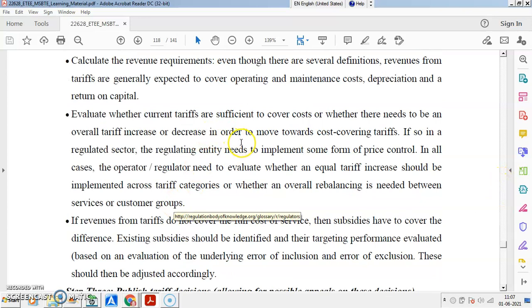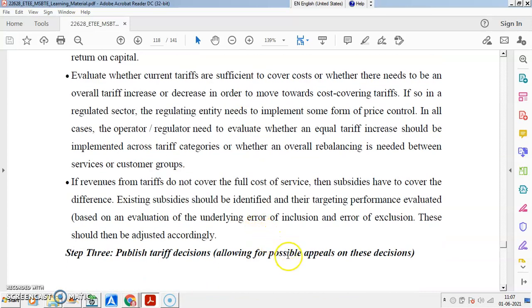So you have to take all consumers into confidence regarding the tariff design. If the revenue from tariff does not cover the cost of services, cost of manufacturing the unit or energy, cost of transportation, cost of distribution, overall expenditure on pay, wages and other salaries of the people, future expansion, maintenance, etc., including or excluding the subsidies, that is to be identified, and the targeting performance evaluated, that is, evaluation of the underlying error of inclusion and error of exclusion.